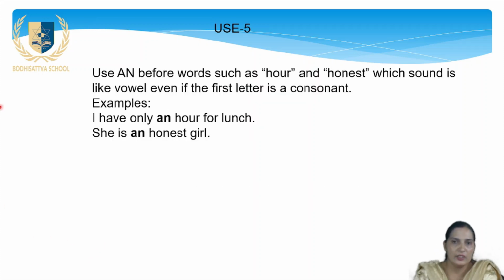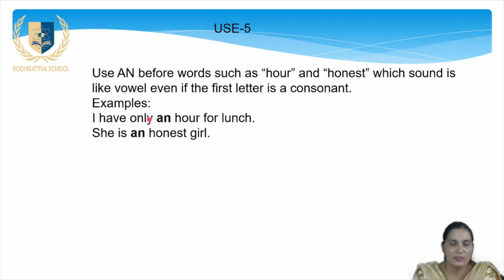And next one, look at your use five. In use five, we can describe that use "an" before words such as hour and honest, which sound like a vowel even if the first letter is a consonant. Now look at hour and honest. These words start with a consonant letter, but the pronunciation is a vowel sound. Honest, hour. Here is a vowel sound, so it uses "an."